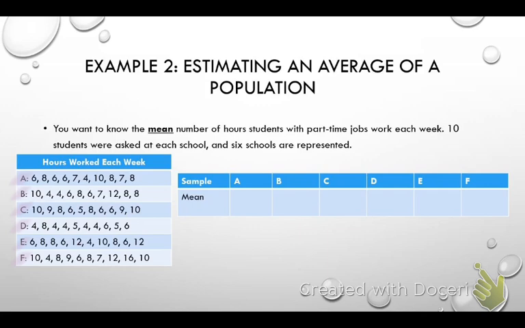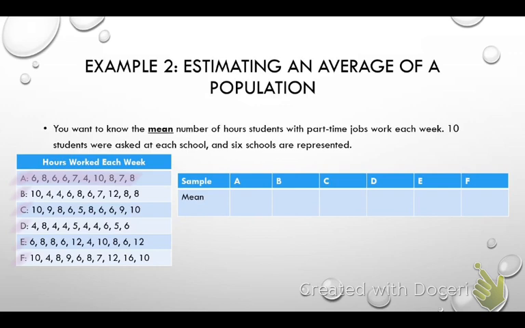So how do we find the mean again? Does anybody remember? The average? It's the average. So you add them all up and then divide by what? How many numbers are there? And I already told you, how many students did we ask? 10. We asked 10 students in 6 different schools. There are 10 values here on row A, so add them together.